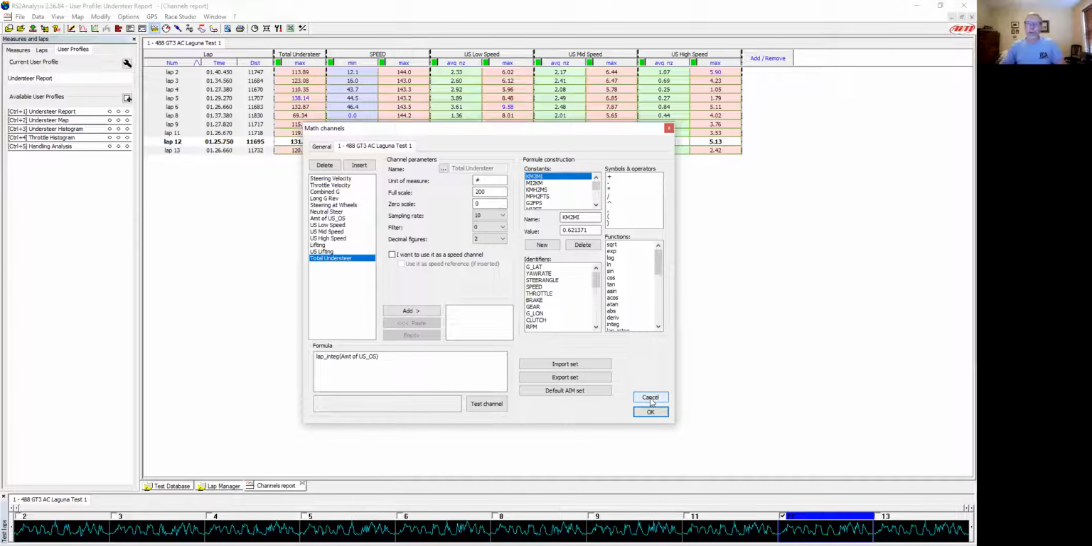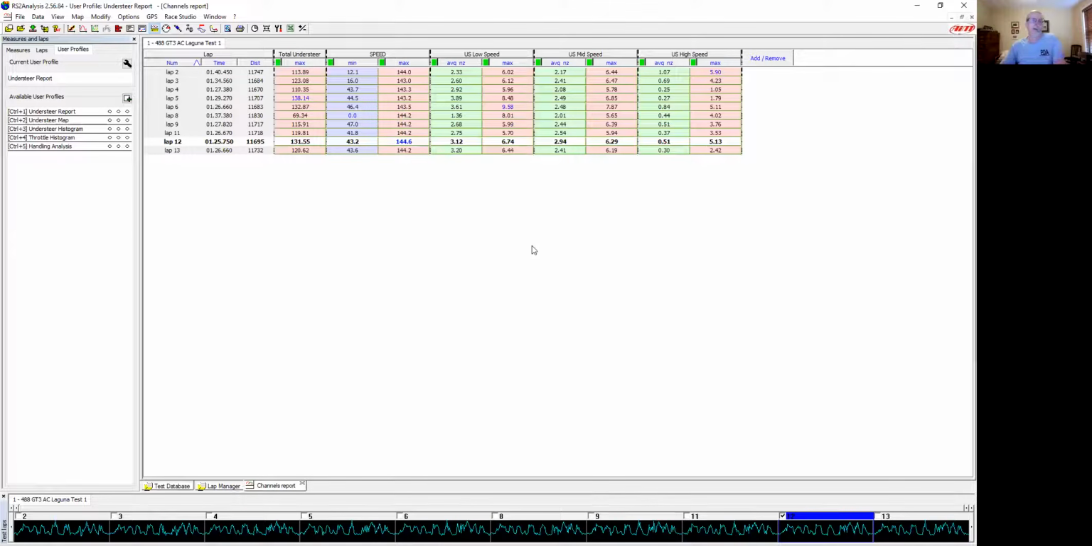Now I'm going to go into the user profiles I'm using. This is one of the first ones that I like to look at when I'm making setup changes and trying to dial out understeer or even oversteer. Here's our total understeer, and you can see what that is for every lap. Here's my fast lap, lap 12.